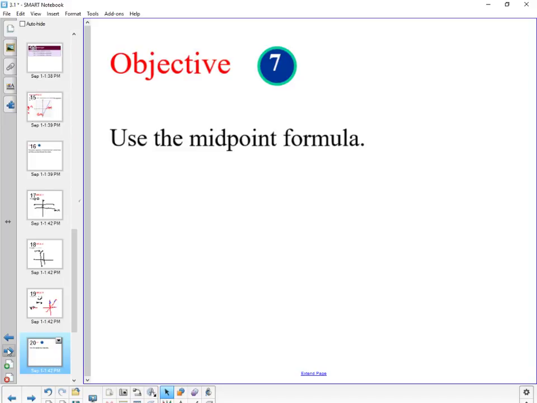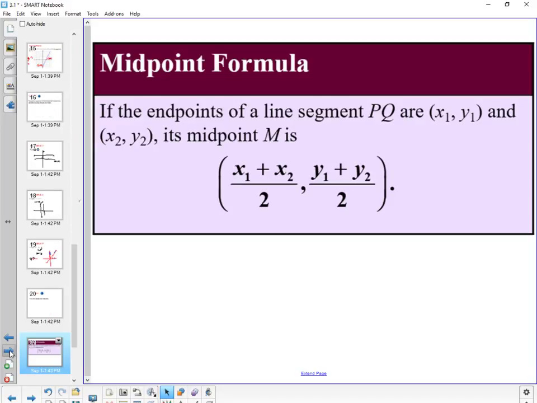Well, guess what the midpoint formula is? It's exactly that. If you're trying to find the middle of 2 points, add the x's, divide by 2. That'll give you the x coordinate. Take the y's, add them up, divide by 2. That'll give you the y coordinate for the midpoint. That's all you got to do. Do not make it any tougher than that. They'll say, hey, what are the midpoints of these coordinates? Or what's the midpoint of these coordinates?